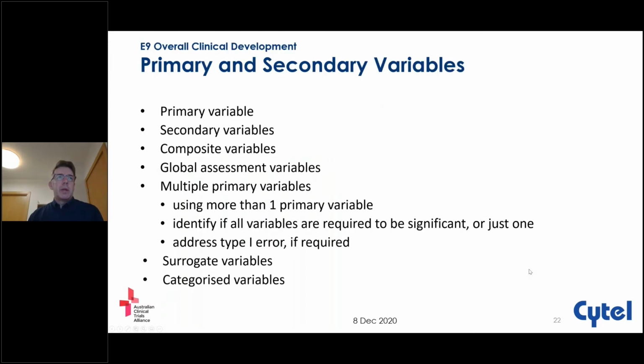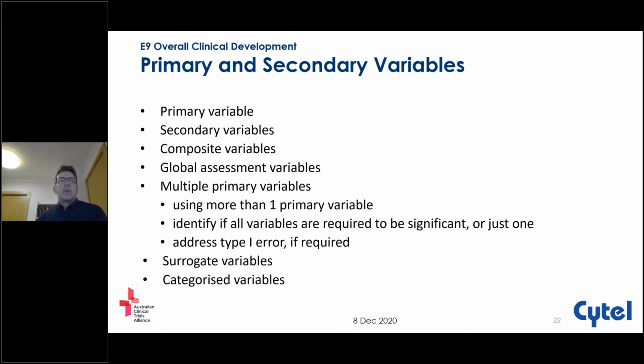So in the section of overall clinical development, there's a really nice discussion about primary and secondary variables. For each of these headings, there's actually quite a lot more material in the document that explains the roles of each of the different variables and actually does give definitions. So it talks about primary and secondary variables and the roles of the primary variable and the secondary variable. We will call them endpoints now, primary endpoint and secondary endpoint.